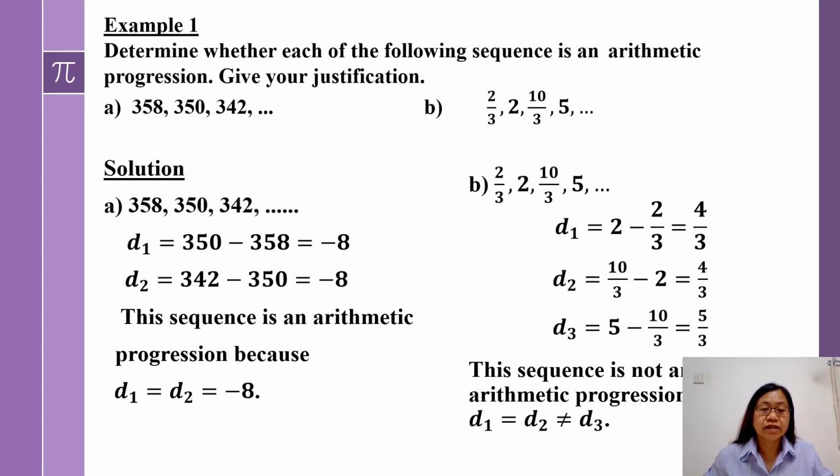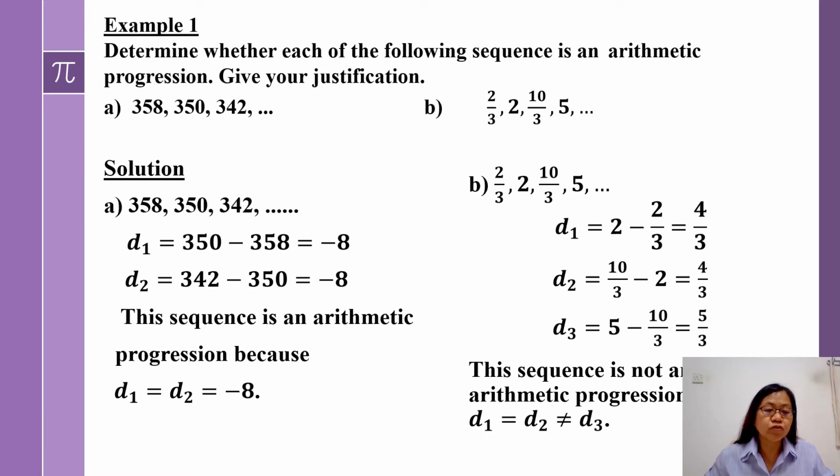Now here are some examples of how to determine whether the given sequence is an arithmetic progression. Look at example 1. Determine whether each of the following sequences is an arithmetic progression. Give your justification. A, 358, 350, and 342. So your d1 is T2 minus T1, so 350 minus 358, the answer is negative 8.